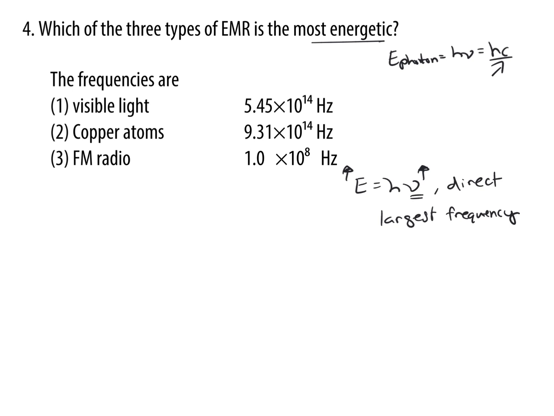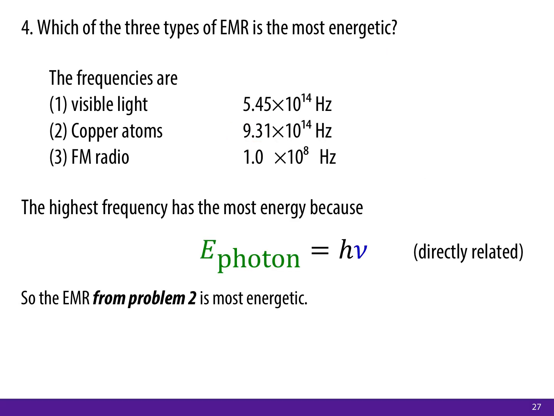So that means that our final answer has to be copper. That's the biggest frequency, 9.31 times 10 to the 14 hertz. Again, I can see that here as well. So because of that direct relationship, it's copper, or the answer from number 2.